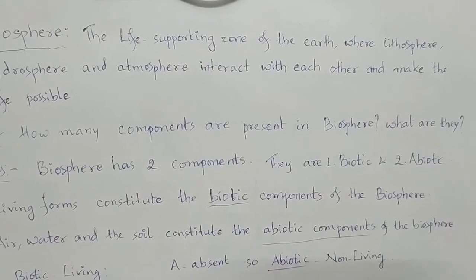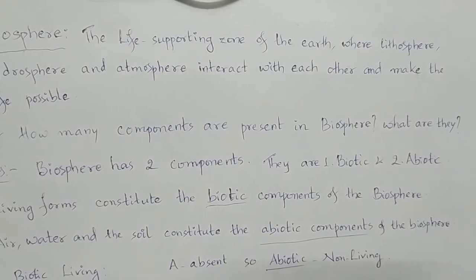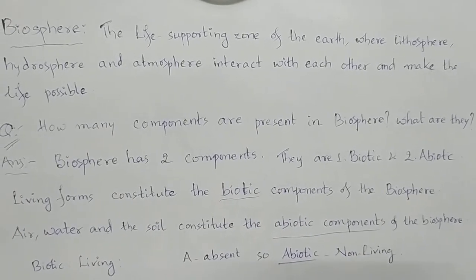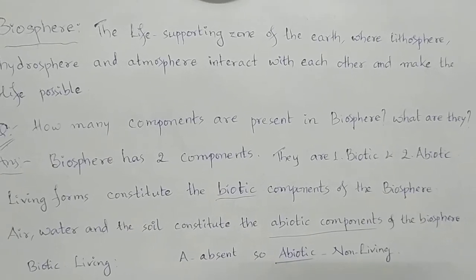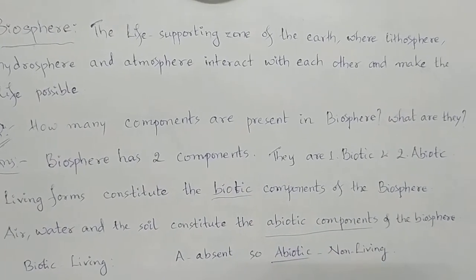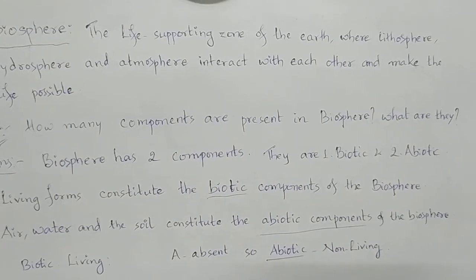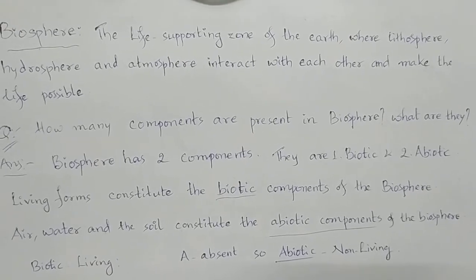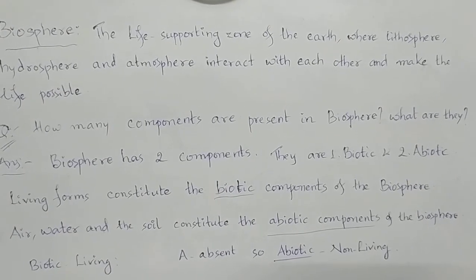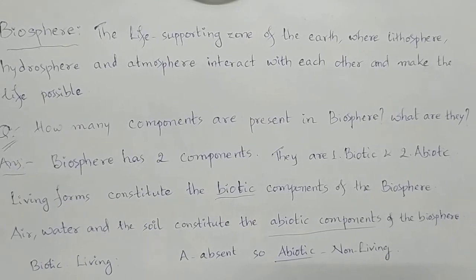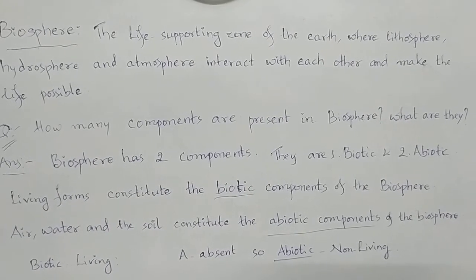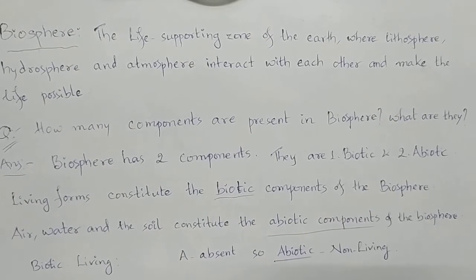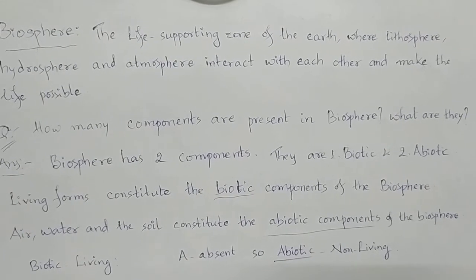Just previously we have learnt one question. Where do living things exist on the earth? For that what we have learnt? Where all the three spheres, litho, hydro, and atmospheres exist in combination, there the living things exist. So that particular place is known as what? Biosphere. So the life supporting zone of the earth where lithosphere, hydrosphere, and atmosphere interact with each other and make the life possible is known as biosphere.